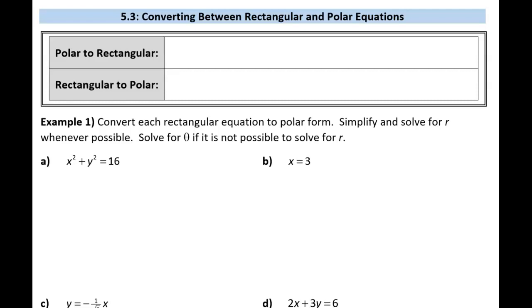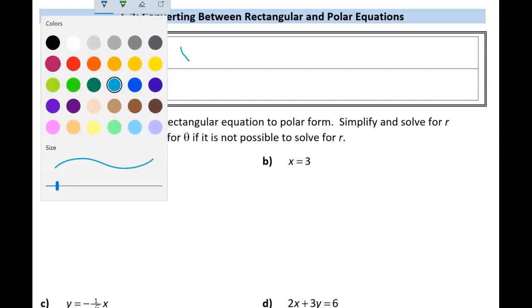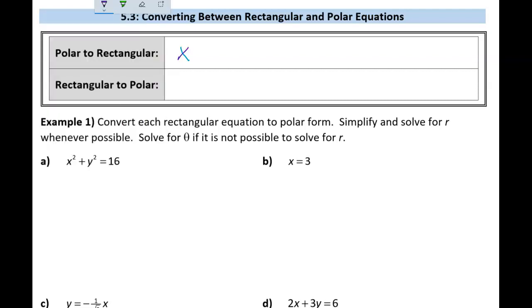If I'm going from polar to rectangular form, if I want to calculate the x value, we can do it using the equation x is equal to r times the cosine of theta. And if we want to find the y value, we can use y equals r times the sine of theta.